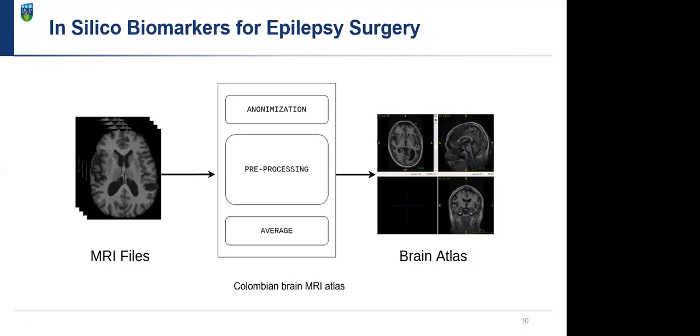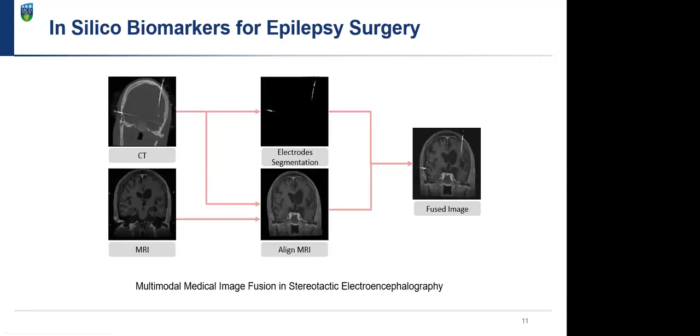The proposal is to make anonymization the first step. This is mandatory for all these kind of projects. The second one will be pre-processing and making an average to get a brain atlas. The second objective of this research project is to make a multimodal medical image fusion in stereotactic electroencephalography. The idea in this one is to have two different kinds of images, the CT and MRI.